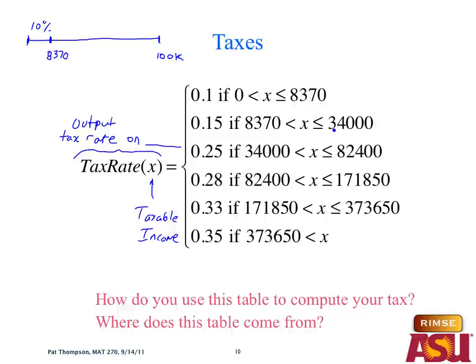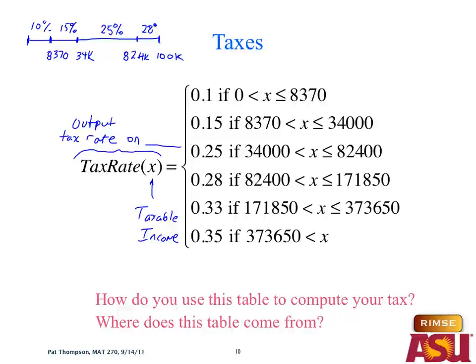All right, and then we hit 34,000. It's about a third of the year. What's that? May? April? Sometime in April we're going to hit 34,000. And how much tax do we pay on those dollars? 15%. And then we get to 82, that's probably in November or October. And on those dollars, we pay 25%. And then on these dollars, we pay 28%.